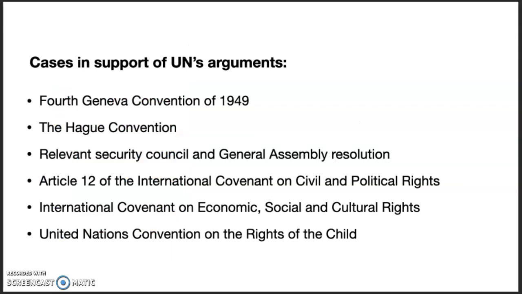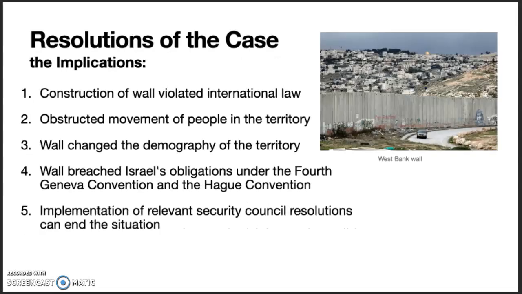The areas and cases of international law that the wall was accused of violating were the Fourth Geneva Convention of 1949, the Hague Convention, relevant Security Council and General Assembly resolutions, Article 12 of the International Covenant on Civil and Political Rights, the International Covenant on Economic, Social, and Cultural Rights, and the United Nations Convention on the Rights of the Child.